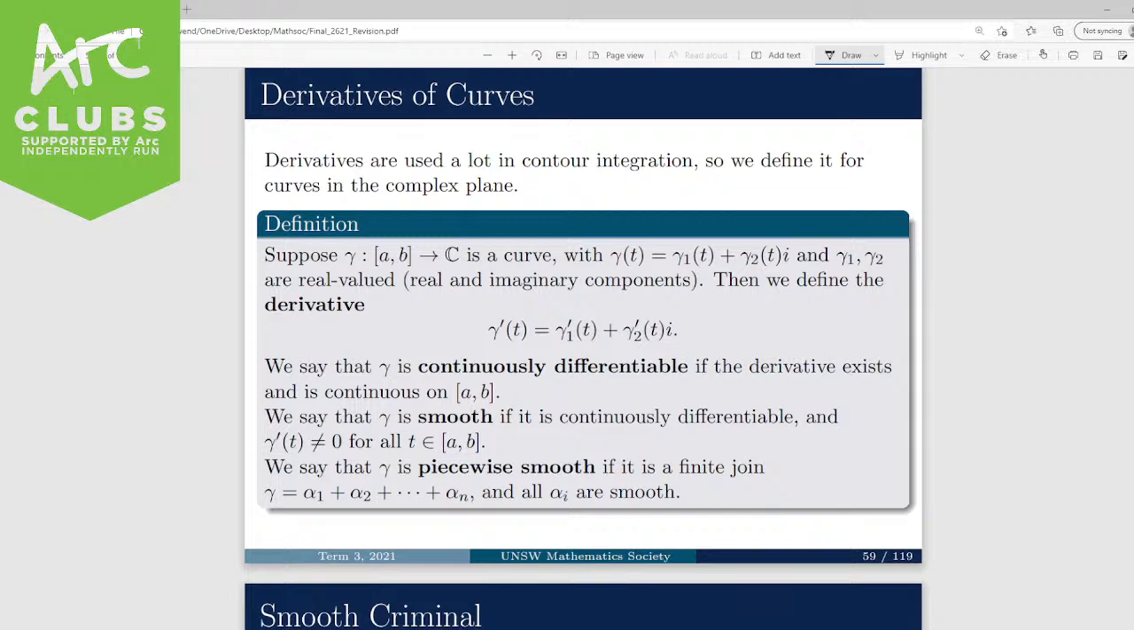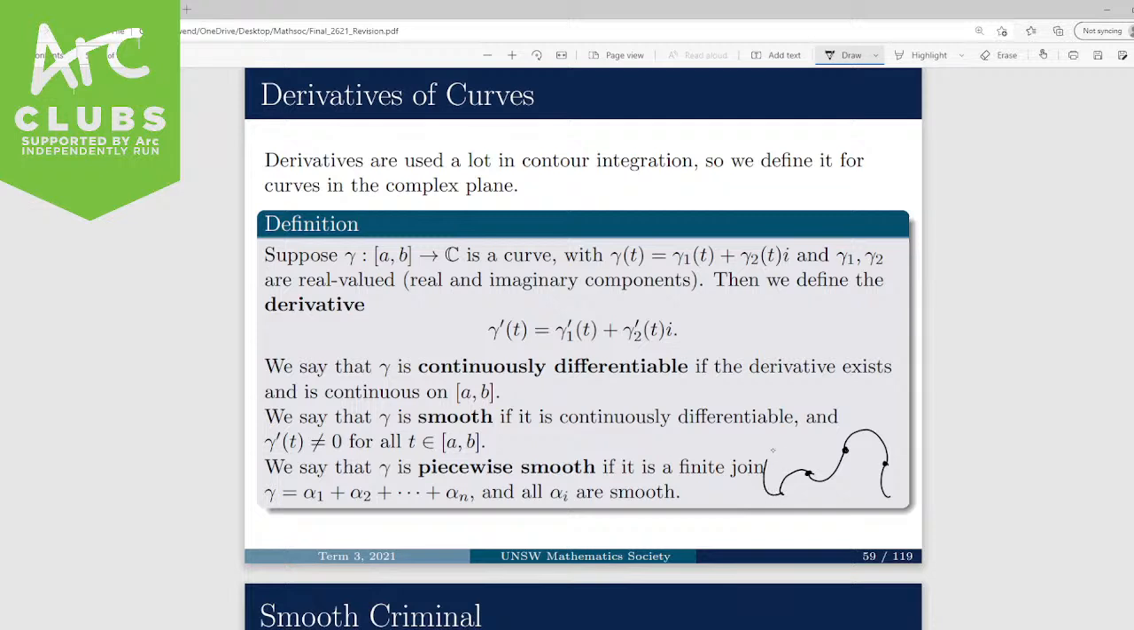So remember the finite join thing from the join of curves from before? You were just putting curves together, the initial point at the final point of the previous one. So remember the whole smooth, it's got to be continuously differentiable. Most of the functions you meet are just going to end up being piecewise smooth. So all the pieces are smooth, but right where they join, it just isn't.